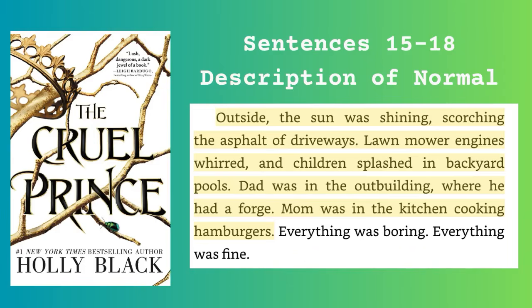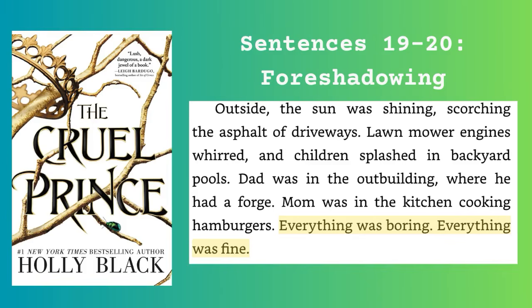Sentences 15 to 18. Outside, the sun was shining, scorching the asphalt of driveways. Lawnmower engines whirred and children splashed in the backyard pools. Dad was in the outbuilding where he had a forge. Mom was in the kitchen cooking hamburgers. Okay, regular life. Watch out, everybody. We're getting all the sensory experiences, but that's not all. We're getting the regular, sweet life before everything goes crazy. And we've already had this foreshadowing, so we're worried.